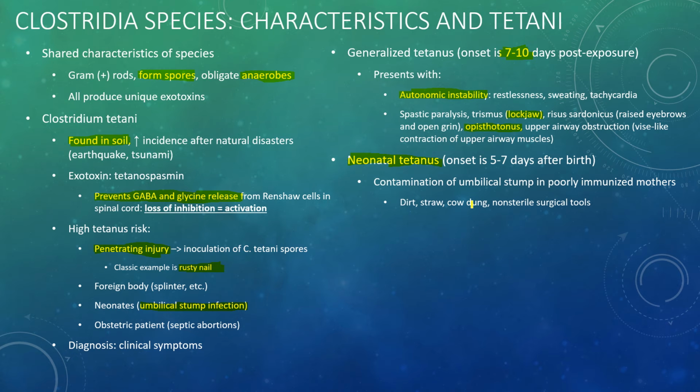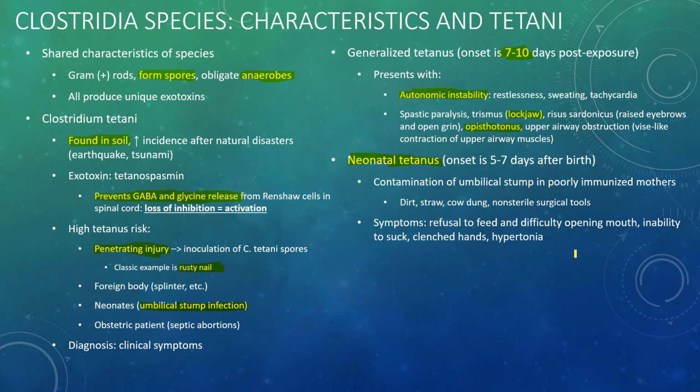There are different kinds of things that can be done to the umbilical stump. They can put dirt on it, straw, or cow dung to make it stop bleeding. All of these increase your risk of tetanus, because they could be contaminated with soil and spores. Also, non-sterile surgical tools can have tetanus spores on them. The symptoms that the infants get are refusal to feed and difficulty opening the mouth. Remember the trismus, lockjaw, so they can't feed. Inability to suck, so they can't breastfeed. Clenched hands because of the muscle spasms and hypertonia. These are some symptoms you should know.